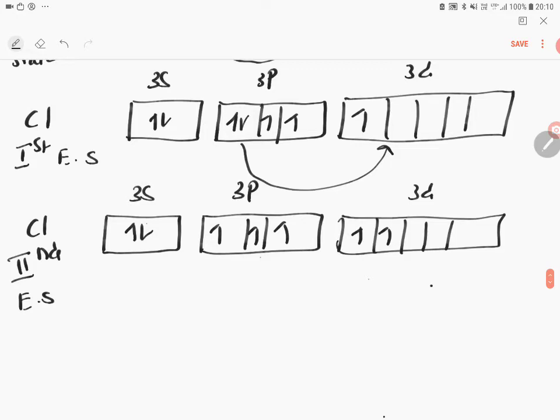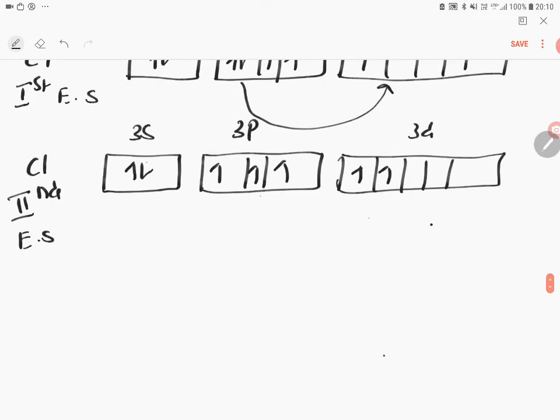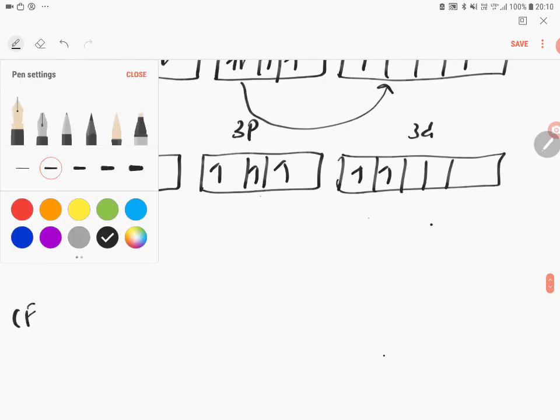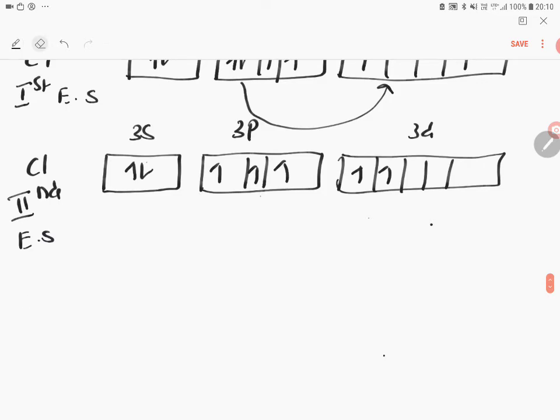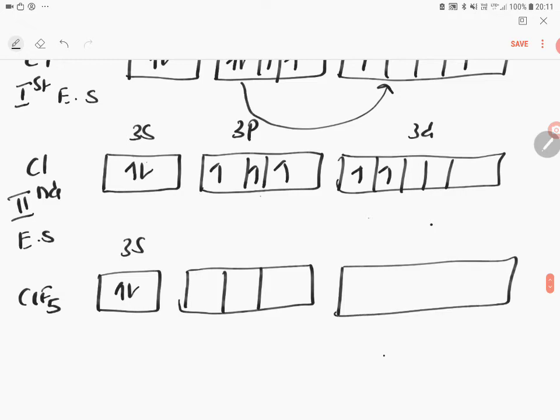Now, what is the molecule we discussed? ClF5. So, coming to ClF5, what will happen is the 3s will remain as it is. This will form one lone pair. Then 3p and 3d.